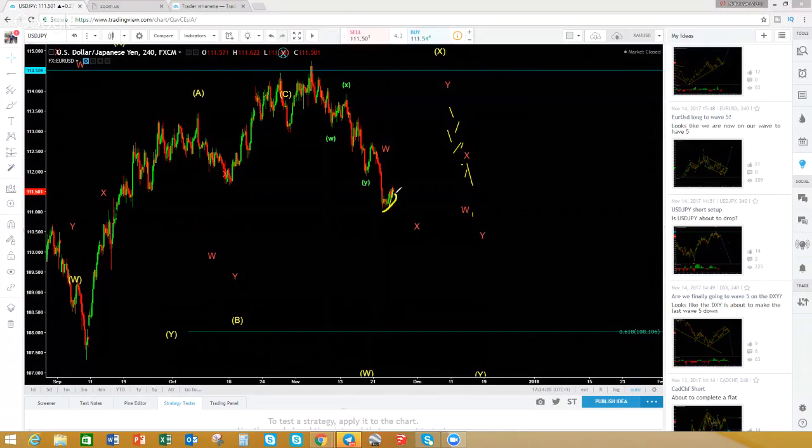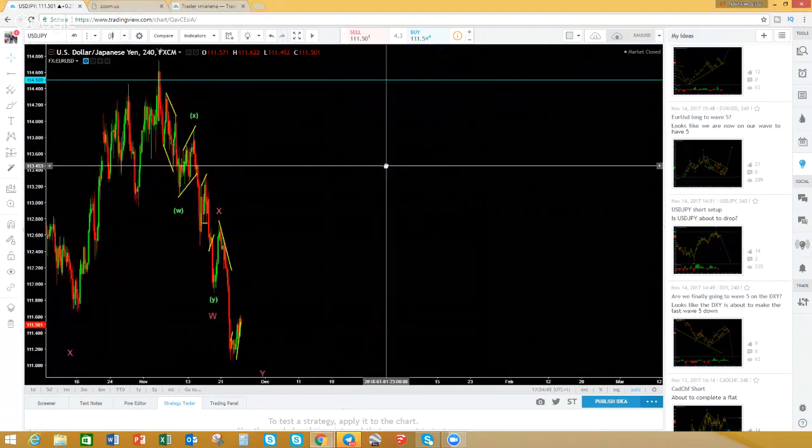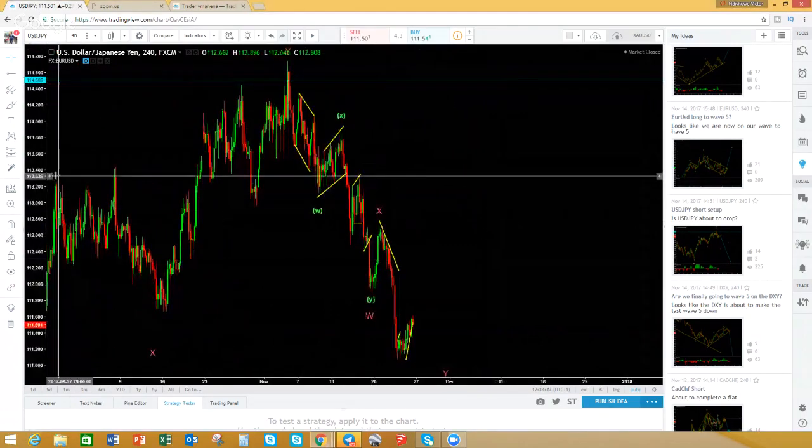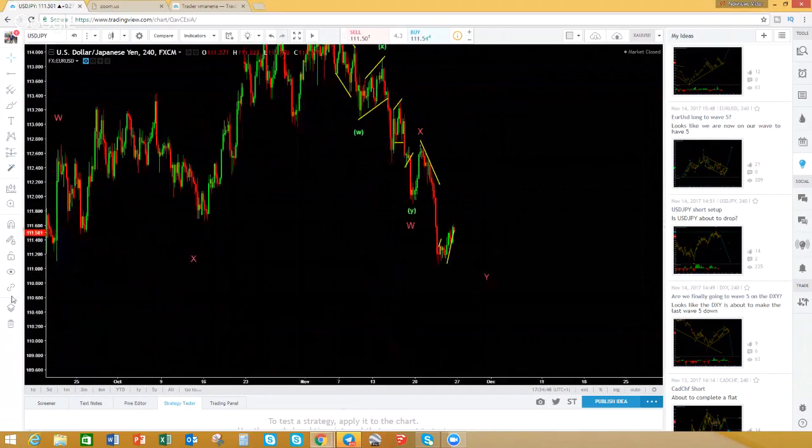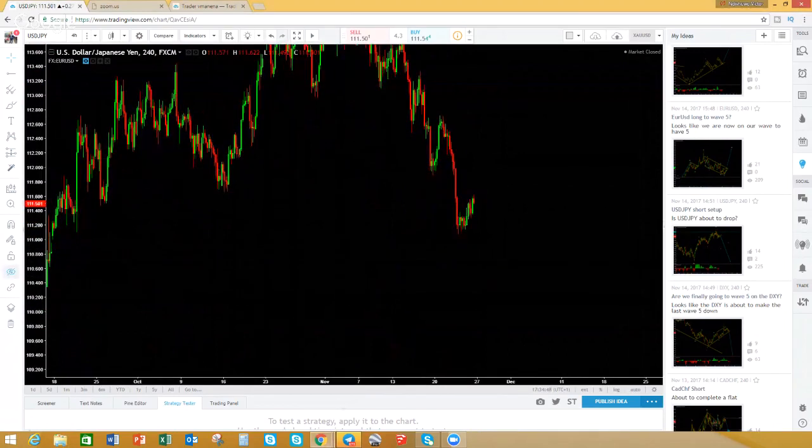It may not be as deep as this. Let me just clear all that so it can be clear, so the chart can be clear over there. It may not be as deep as I'm anticipating over there, but this is a very clear sell setup over here. Next week, we'll be selling this again. So the deeper this is, the better. We want it to be as deep as possible.